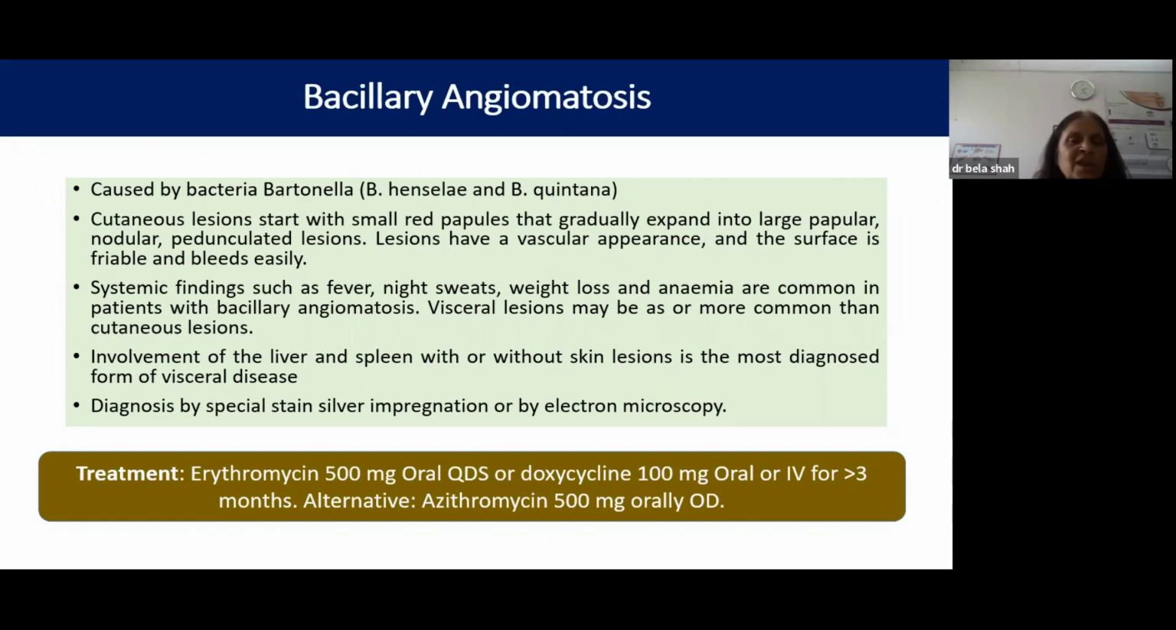So it is very, very important to diagnose this condition early in the course of the disease. Even liver and spleen can get involved, and that can occur even without involvement of skin, and that is labeled as the visceral form of bacillary angiomatosis. We can confirm our diagnosis by doing a biopsy and staining the slide with silver impregnation. Of course, electron microscopy we have not reached, hence we'll restrict ourselves to silver impregnation staining of the biopsy specimen.